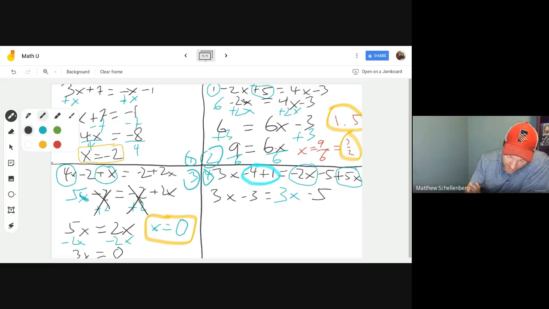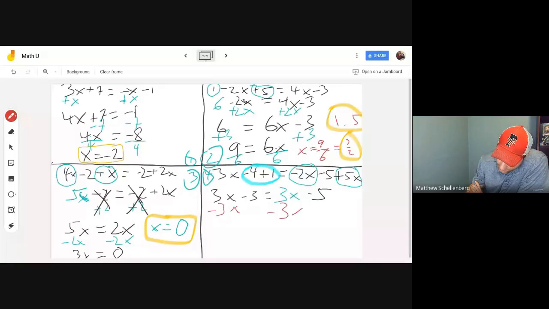Next up, we can subtract 3x from both sides. I'm going to use red. Just feel like it. And that's going to leave me with minus 3 equals minus 5. Notice that the x has disappeared.